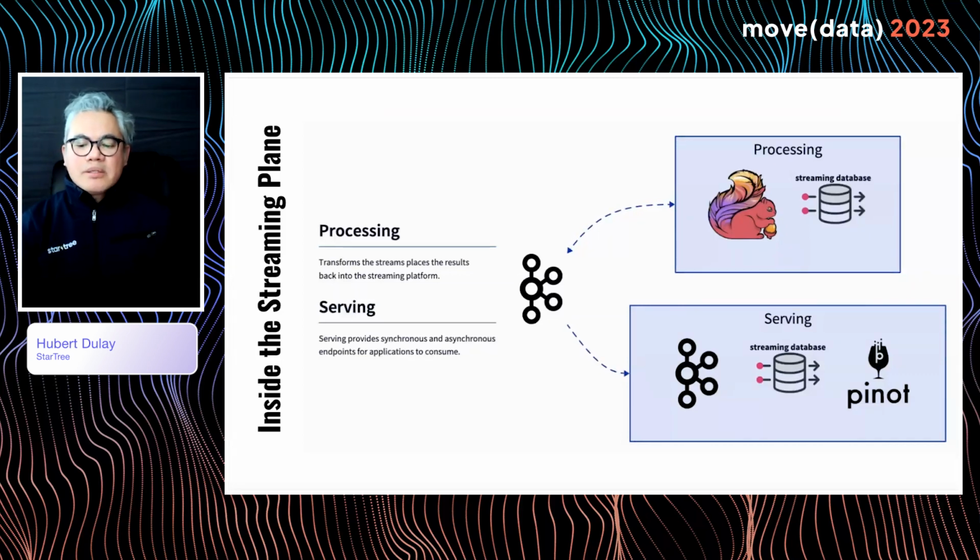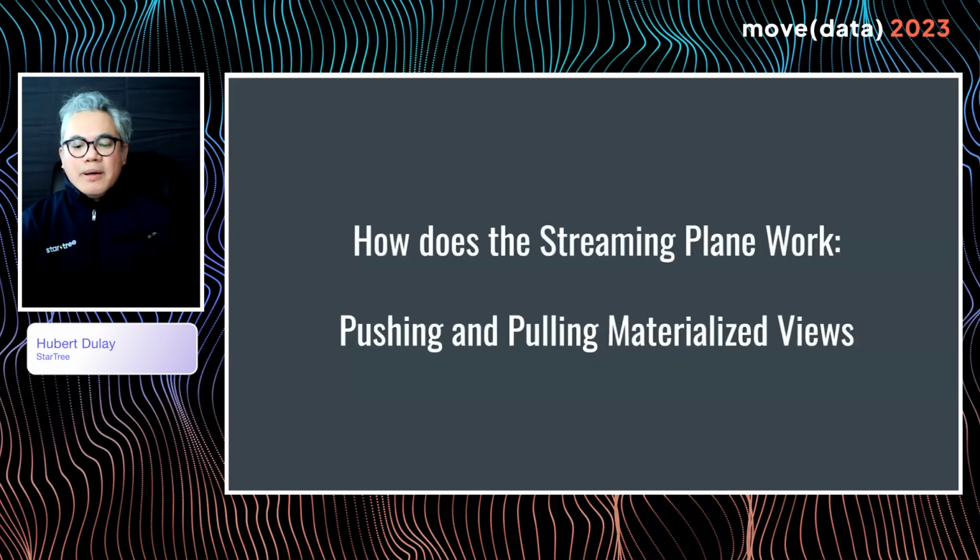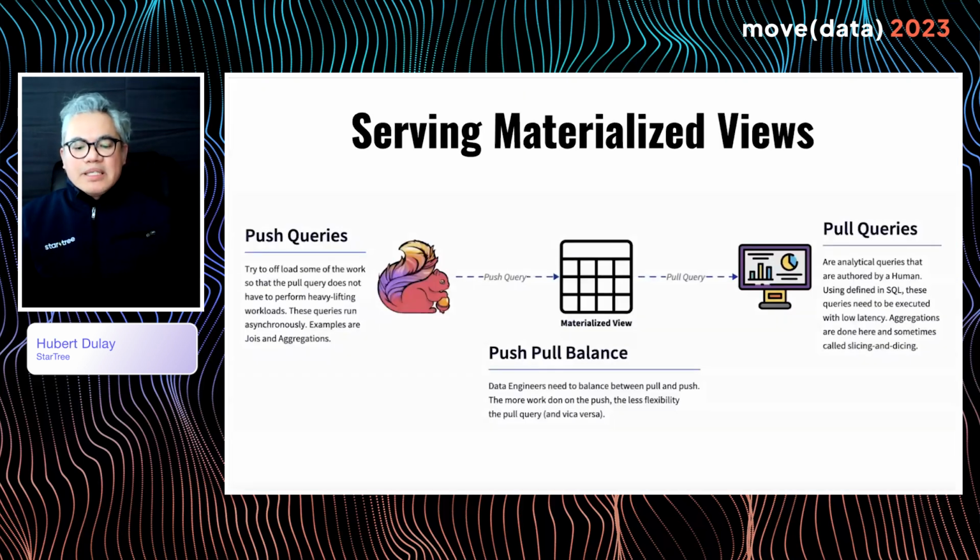replicate that data across. If we delve into how the serving box of the streaming plane works, it's basically using materialized views and push and pull queries. What happens is that when you create a table, or a real-time table in the streaming plane, there are two types of queries going up against it. One is pushing the data into a table, which is what we call a materialized view. And there's another query that's getting that data out and presenting it to a user or an application.